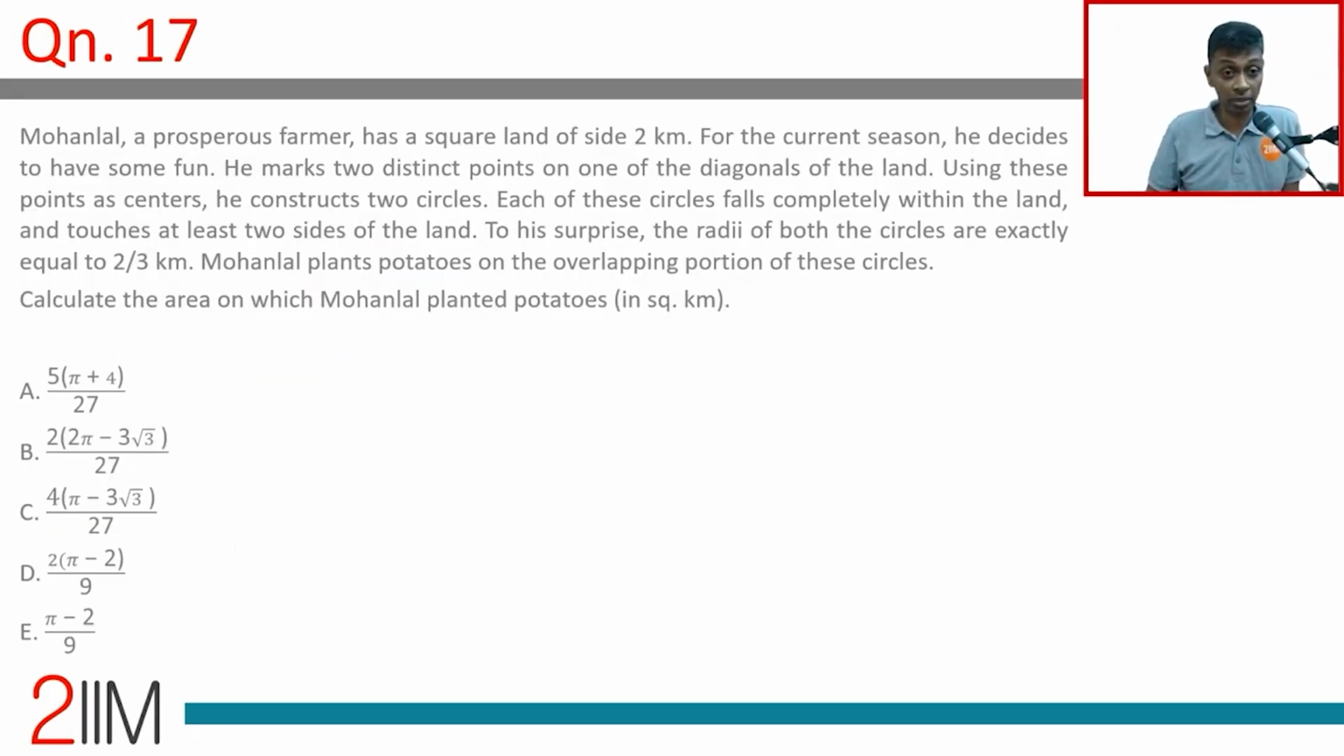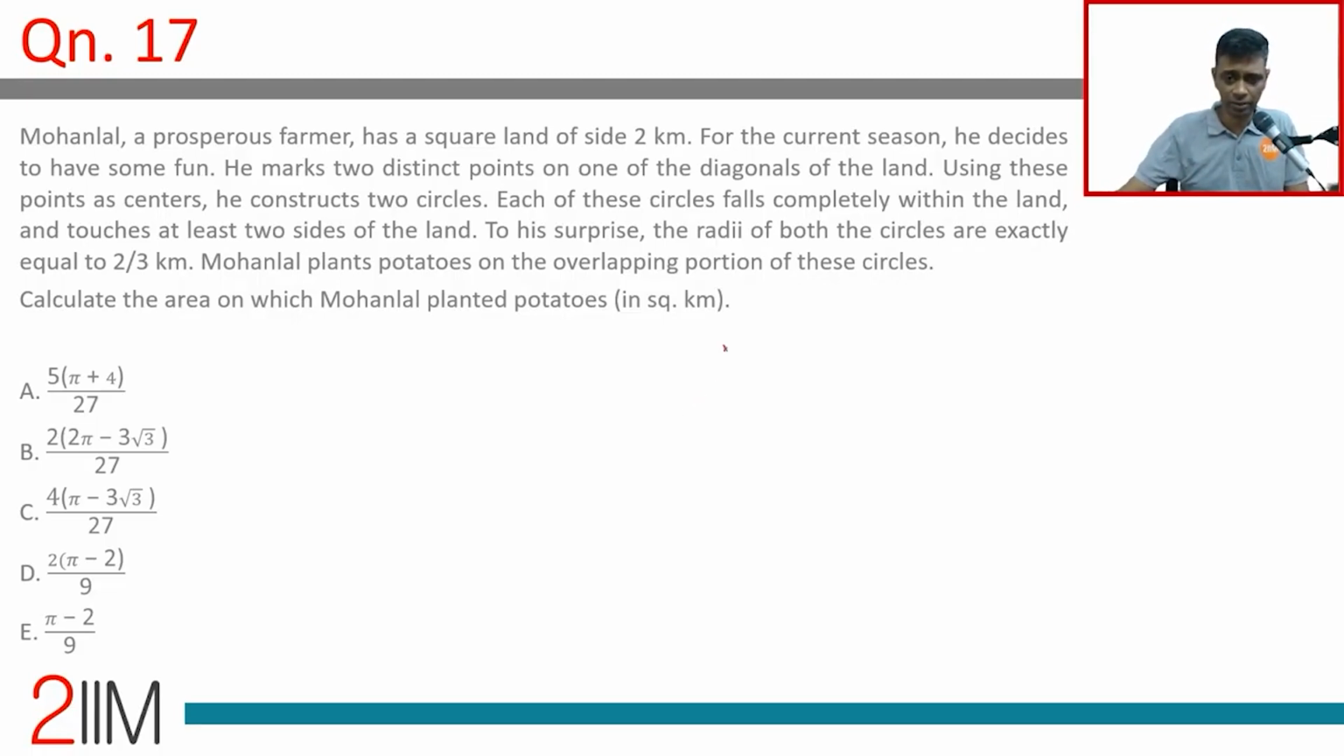Mohanlal, a prosperous farmer, has a square land of side 2 kilometers. For the current season, he decides to have some fun. He marks 2 distinct points on one of the diagonals of the land. Using these points as centers, he constructs 2 circles. Each of these circles falls completely within the land and touches at least 2 sides of the land. To his surprise, the radii of both the circles are exactly equal to 2 by 3 kilometers. Mohanlal plants potatoes on the overlapping portion of these circles. Calculate the area on which Mohanlal planted potatoes.